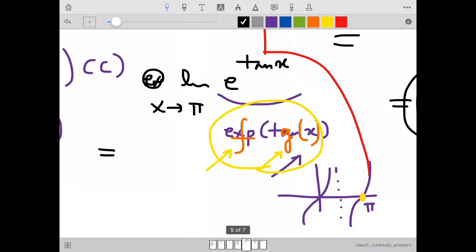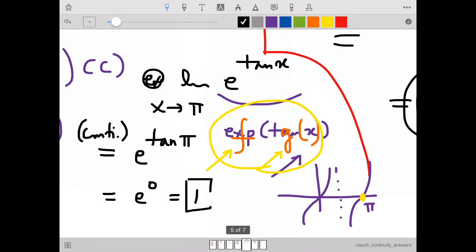Therefore, I can do direct substitution. Since this composition function is continuous, I can plug pi into x. So I get e to the 0, so it is 1.